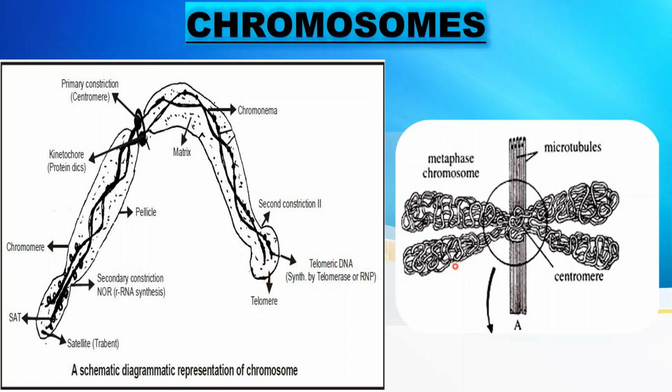In the second diagram, we can see the centromere is the place where the sister chromatids are attached. These are the sister chromatids, and this is the centromere. And the centromere is closely associated with the kinetochore. So during metaphase, the kinetochore microtubules pull the sister chromatids back and forth until these sister chromatids align along the equator of the cell called the equatorial plate. So this is the characteristic feature of the metaphase chromosomes.